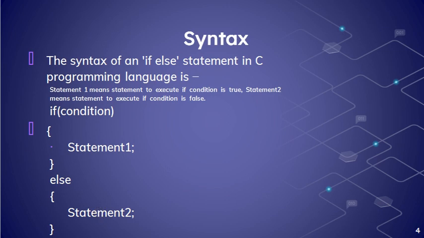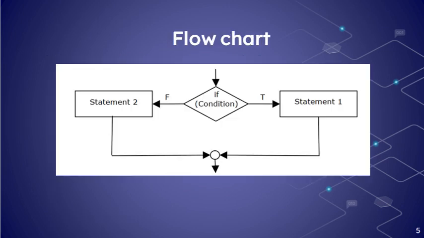We can see the flowchart diagram of the if else statement here. First check the condition, if condition. If it is true, then statement 1 will be executed, and if it is false, statement 2 will be executed. That is what happens in the case of the if else statement. After executing these statements, it will go to the next line of statements after the if statement. That is what happens in the if else statement.